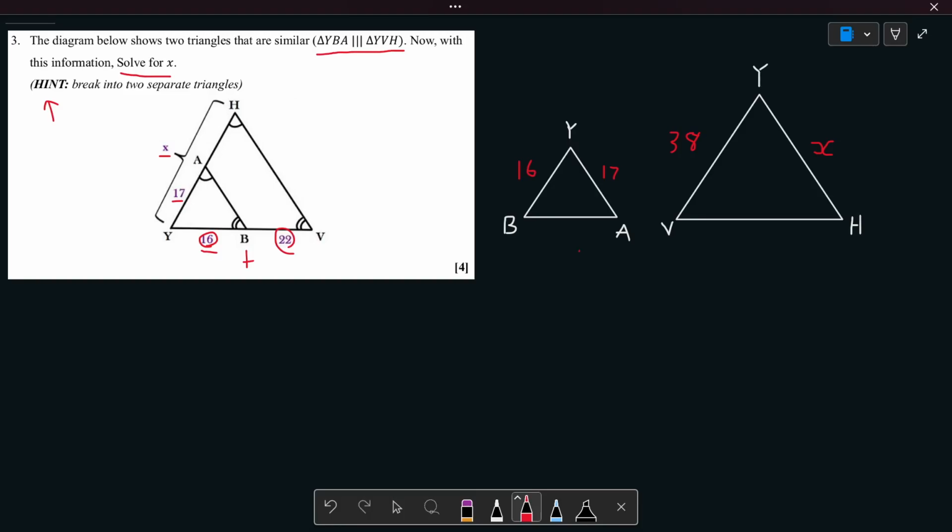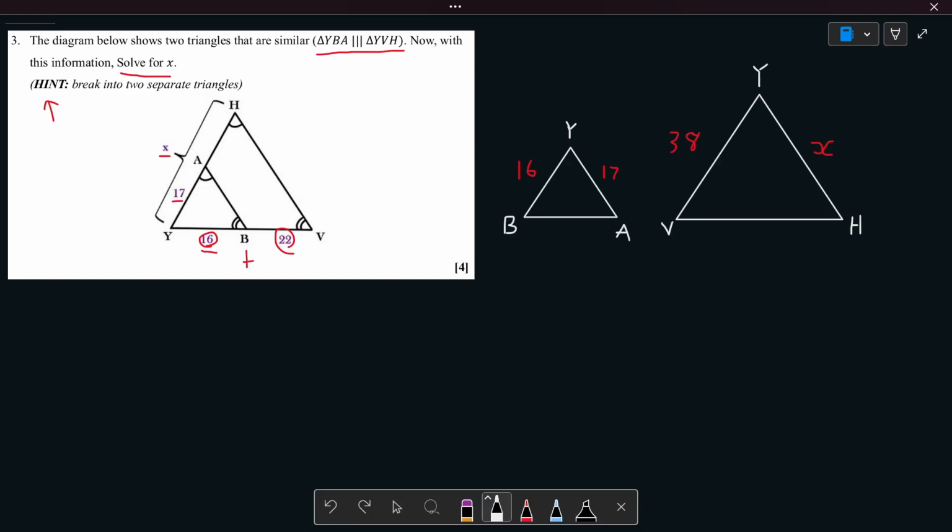For these sides over here, they didn't give us any of them, but we can say that those sides are proportional to each other. Why are we saying that? Because they actually told us that the two triangles are similar to each other. So we're just going to represent those sides as their letters. So how do we start? Where do we start with the solve for x type of questions?